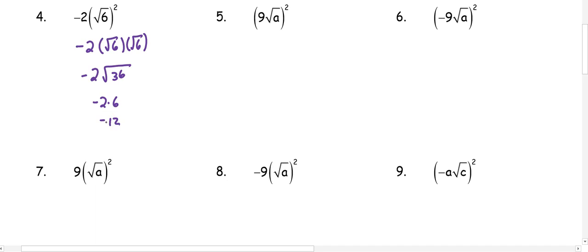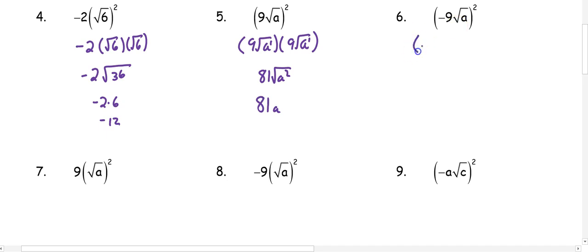Let's see what happens when we mix a number and a variable together. So in number 5, we have parentheses 9 root a, all in parentheses squared. So we're going to rewrite it as 9 root a times 9 root a. So 9 times 9 on the numbers on the outside gets us 81. Root, remember, a times a, we're adding the exponents, so they each have an exponent of 1, which becomes a squared. Remember that the square root of a squared, it's an even number, so when we cut that in half, we get 81a.